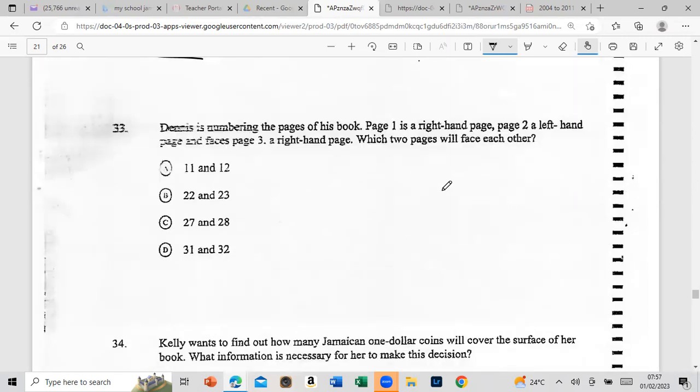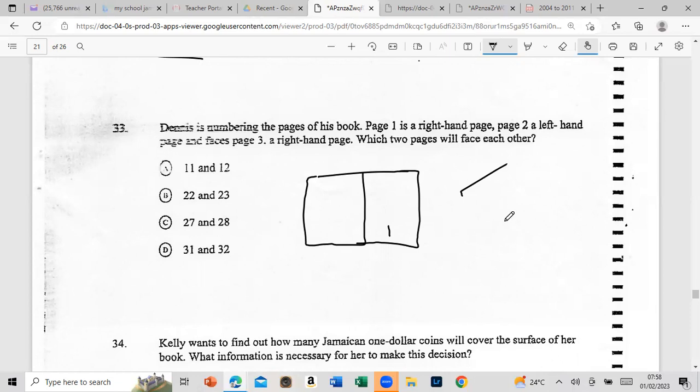I don't know what kind of question that is. This is numbering the pages of a book. Page one is on the right and page two on the left. What is the significance of telling us that? Page one is on the right hand side, which is this, page two on the left hand side. Which two pages will face each other?